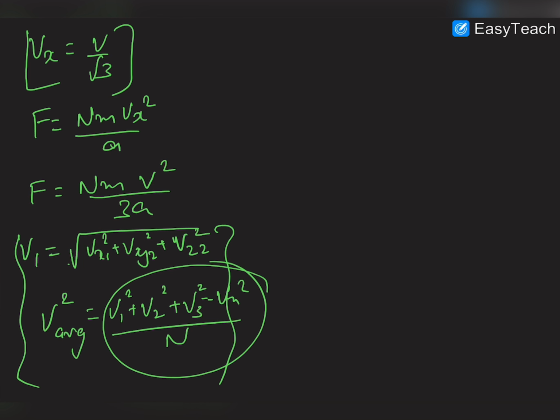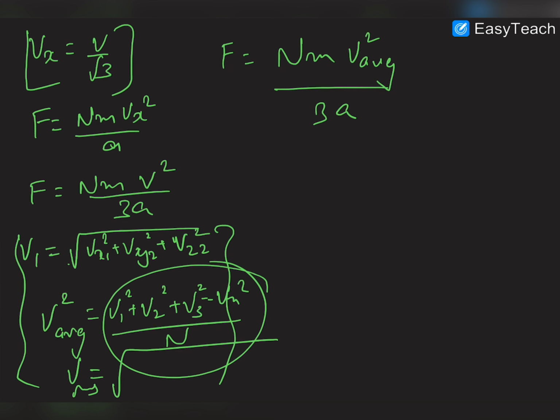So we would be taking this value instead of V. So F would be equal to Nm V square average divided by this 3A. Now you can see that this V square average can be written as V RMS if we put a square root on this. So V RMS will be equal to the square root of (V1 square plus V2 square up to Vn square) upon n.